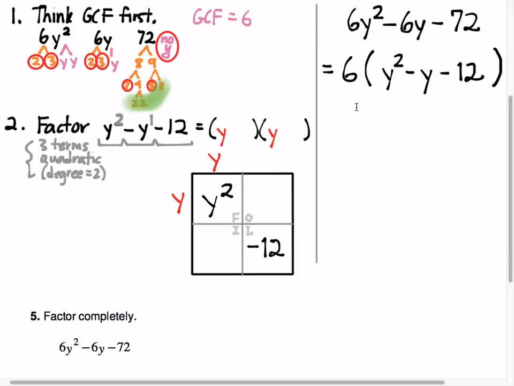And this is where the game starts. This is where the game begins. Because we're going to be looking now for two numbers which, when we multiply them together, give me negative 12. That severely limits our universe of possibilities. What are our options for two numbers which multiply together and give me negative 12?